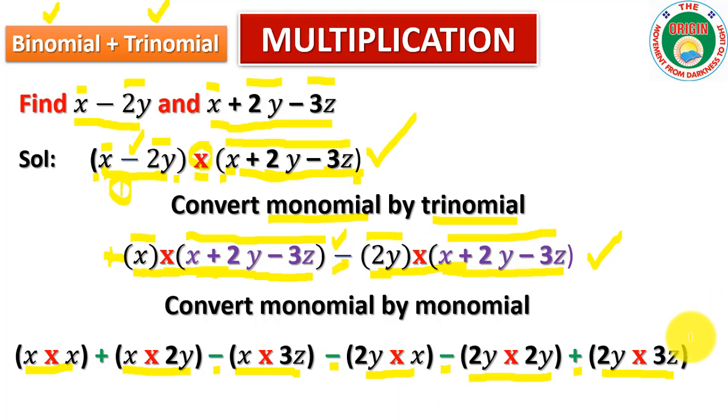Now, if you observe this expression, the terms are converted into monomial by monomial. That is why, while explaining the monomial by monomial concept, it is very important. If you want to multiply binomial by binomial, convert it to monomial by binomial, then monomial by monomial. If you want to multiply binomial by trinomial, convert it to monomial by trinomial, then monomial by monomial. This is the process.